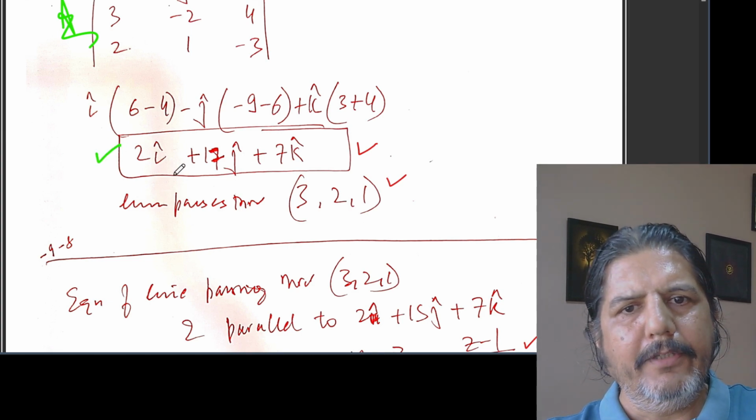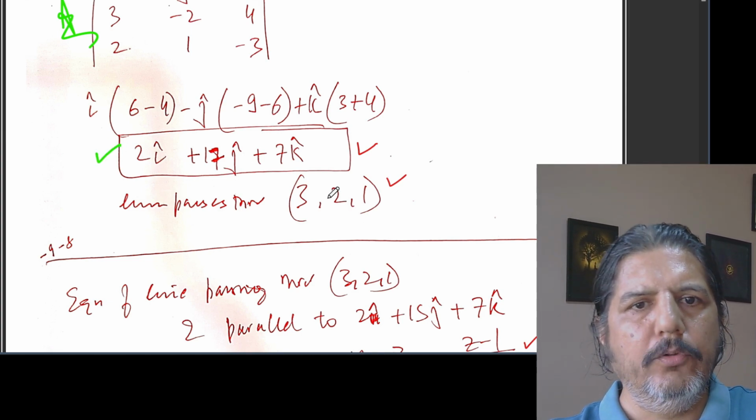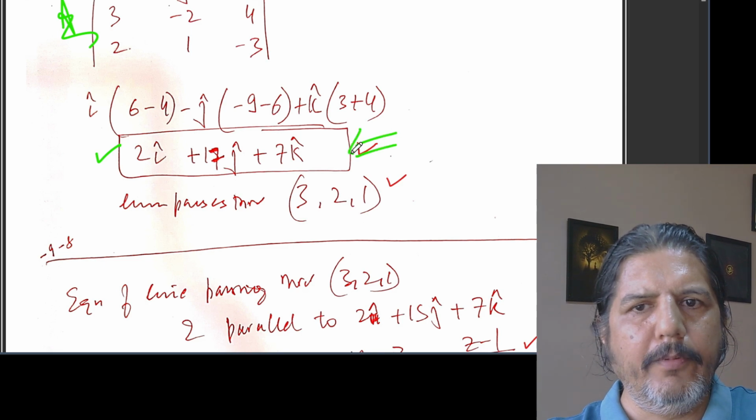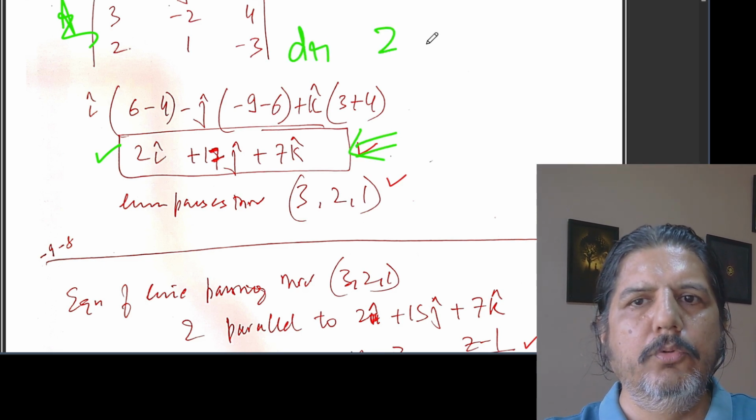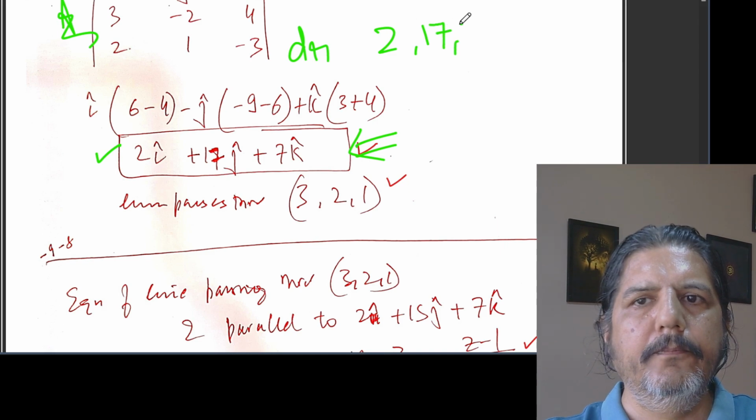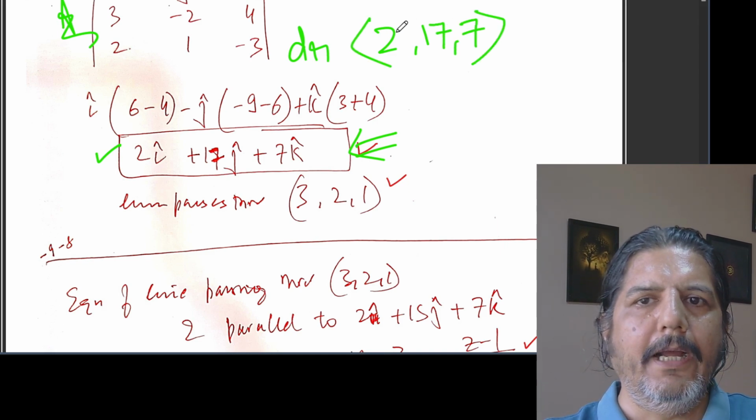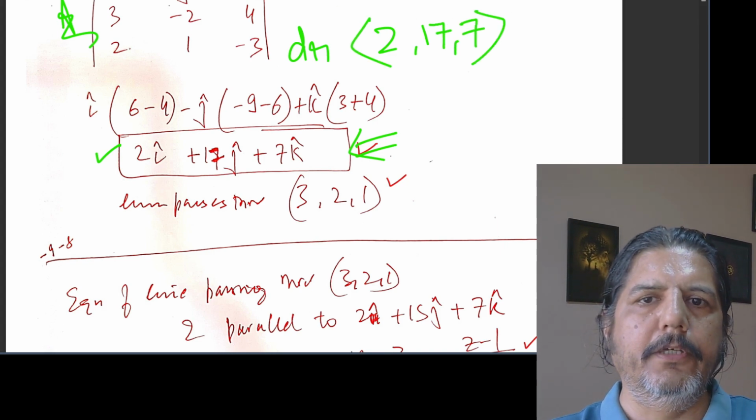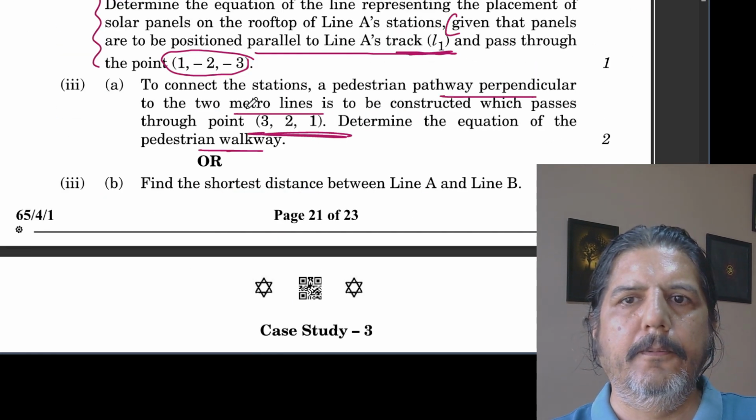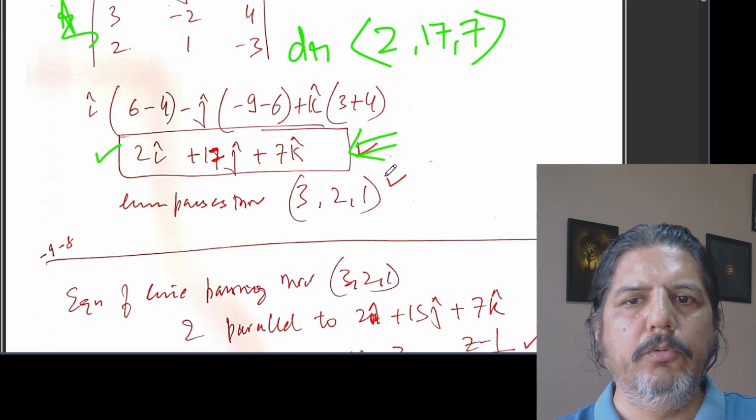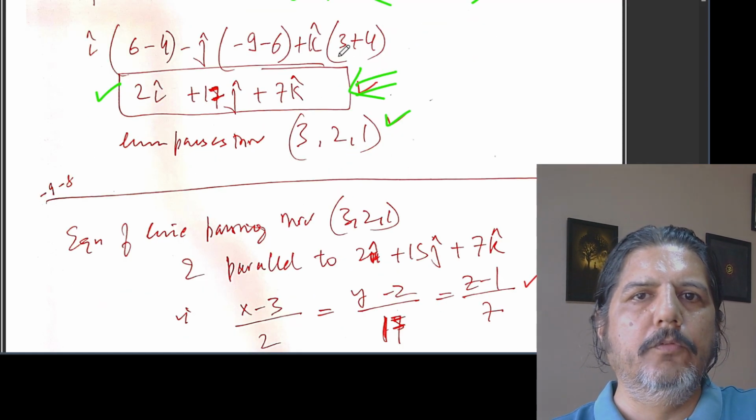Now, once I have found the cross product, I know that the direction ratios of my pedestrian pathway would be 2, 17, 7. And that pedestrian pathway would pass through the point (3, 2, 1).